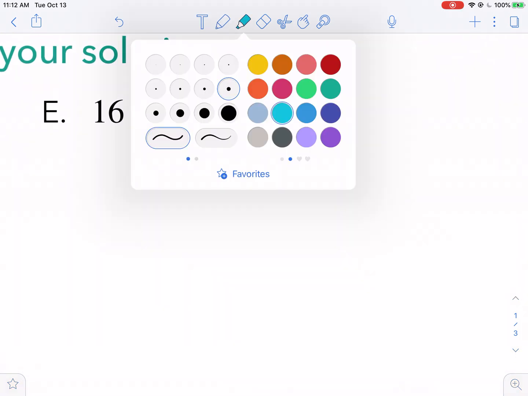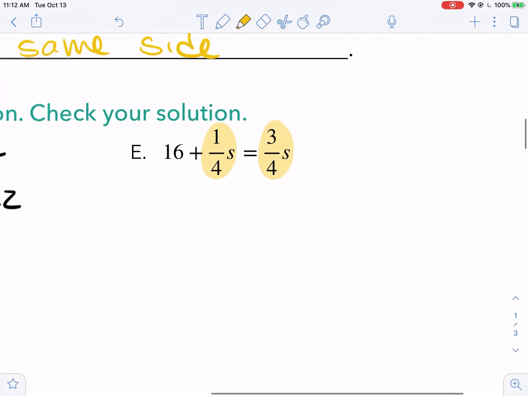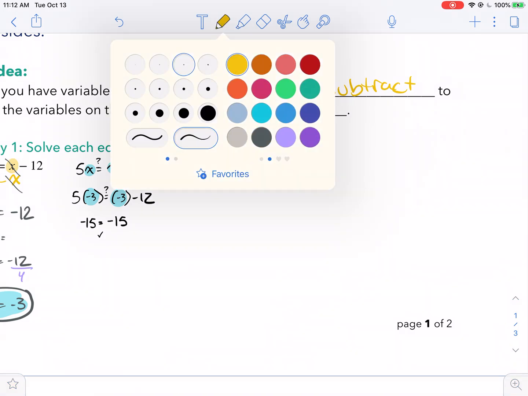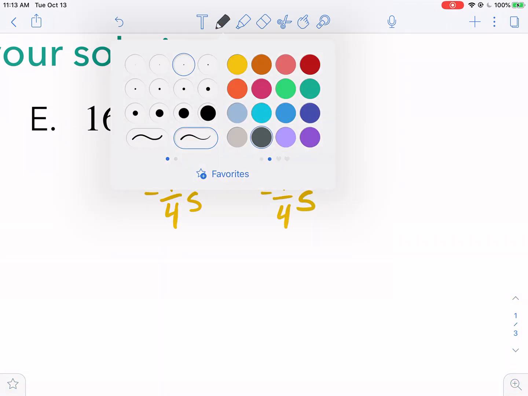Okay, here we have s's on both sides of our equals sign. There's one equation. So we need to add or subtract to get rid of that 1/4. Now, it doesn't matter what side you have your variable on. I usually pick which one is bigger and I stick with that. So I want to keep this side on this side because 3/4 is bigger than 1/4. So I minus 1/4 s from both sides. And then they'll cancel out on the left.